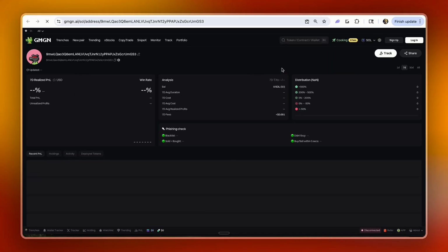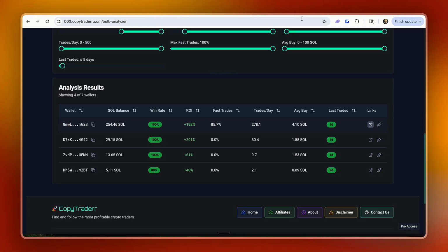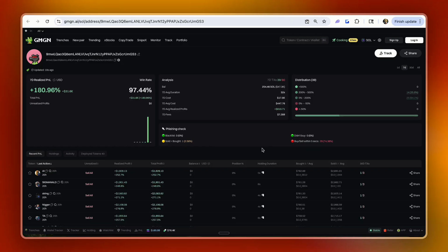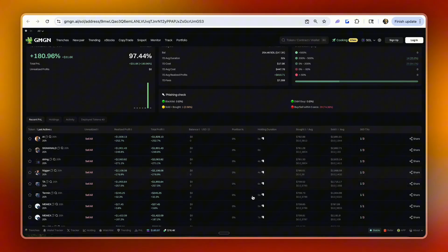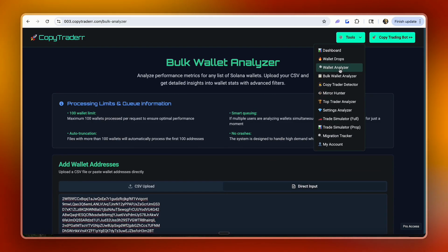That would help you sort through the bad ones that you don't really want to look at. So there's that wallet that we just found before. Now this is finding, once again, all of the stats, and the stats are extremely accurate. But again, what it's not going to do is check the holding duration unless you actually use the wallet analyzer tool that I showed you before.